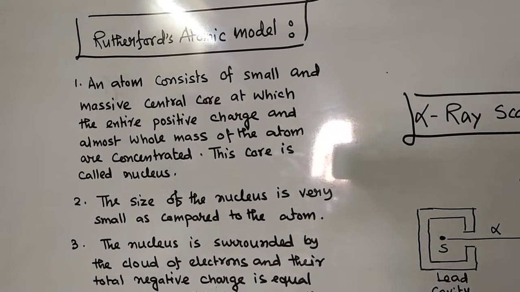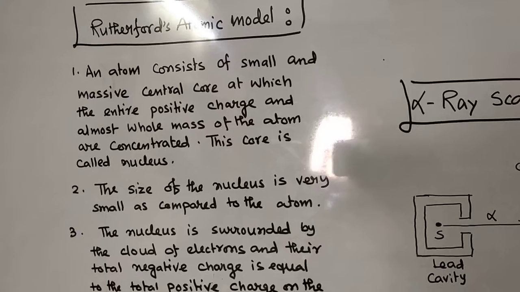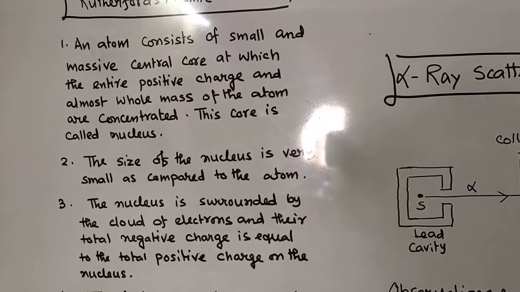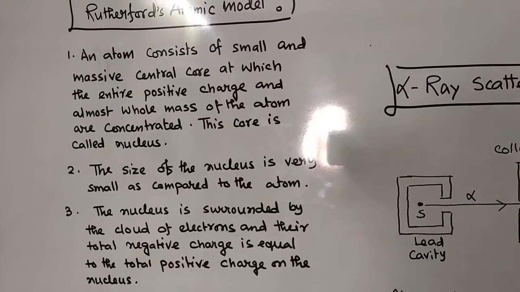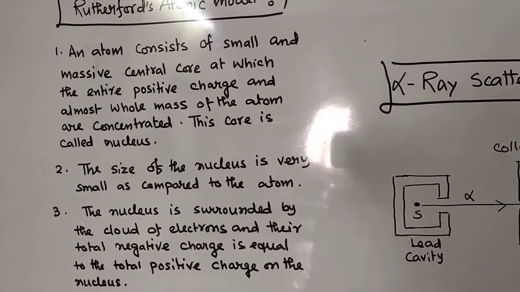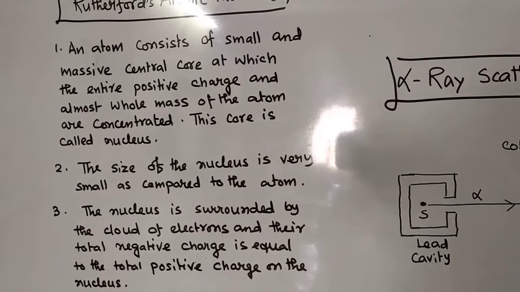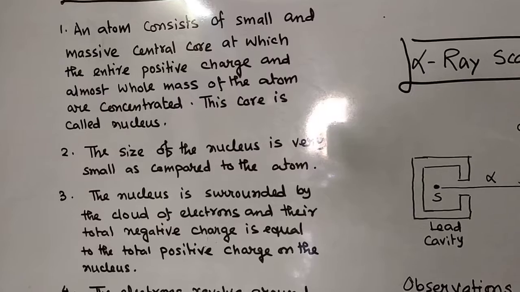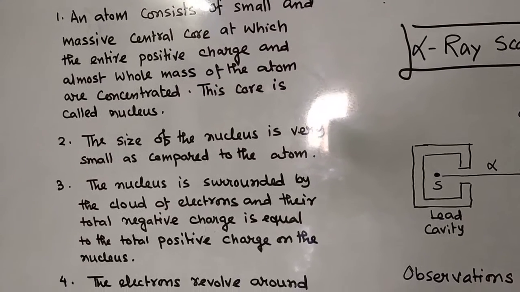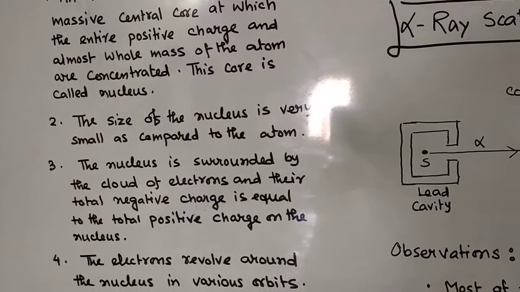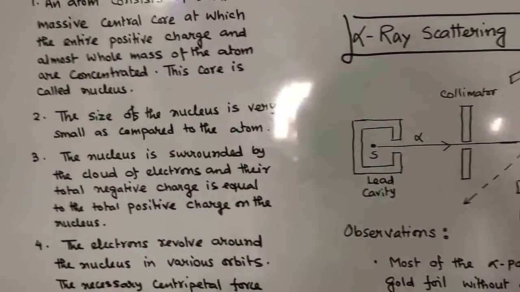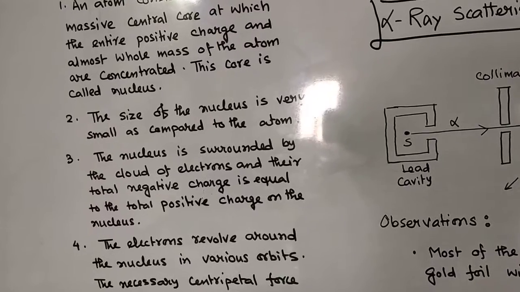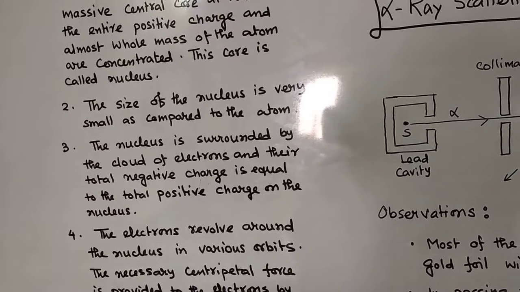Now it says that the size of the nucleus is very small compared to the atom. As a few alpha particles get deflected by 180 degrees, it is assumed that the size of that small region is definitely small compared to the size of the atom. The nucleus is surrounded by a cloud of electrons, and their total negative charge is equal to the total positive charge on the nucleus. As a small positive region is there inside the atom, and as the atom is neutral, definitely the same amount of negative charge must be there so that the atom becomes neutral.